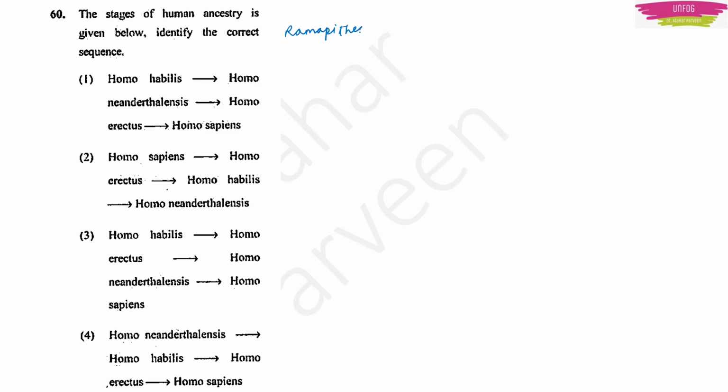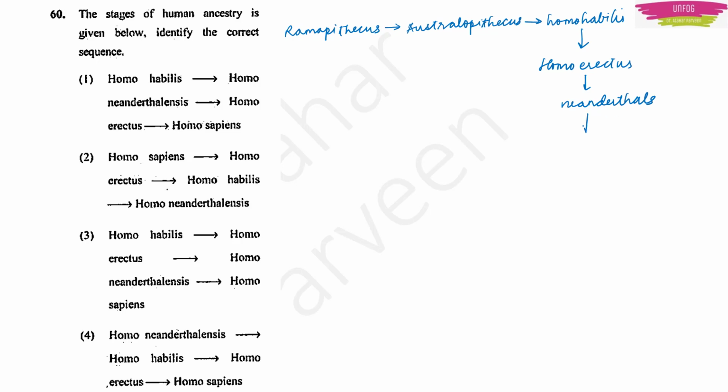So the first one is Ramapithecus. Then after Ramapithecus came the Australopithecus. After Australopithecus, we have Homo habilis. After Homo habilis, we have Homo erectus. And after Homo erectus, we have Neanderthals. And after Neanderthals, we have the Homo sapiens or the modern day man. So this is the actual order of the human ancestry.